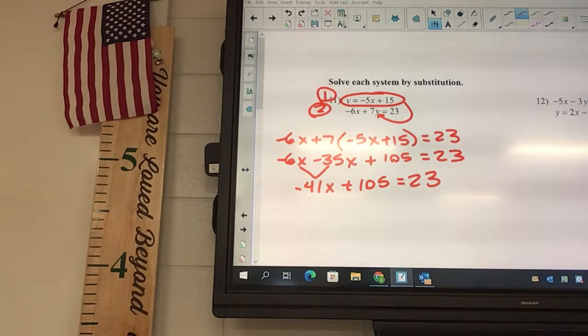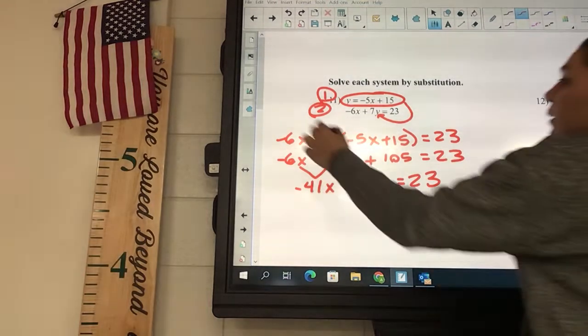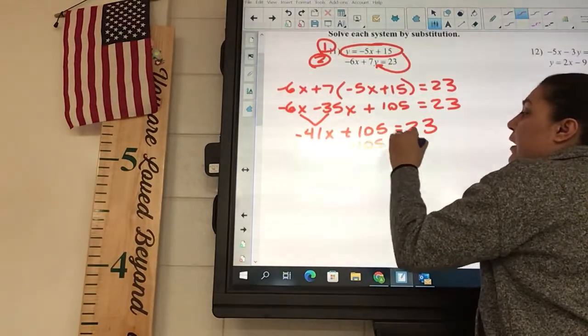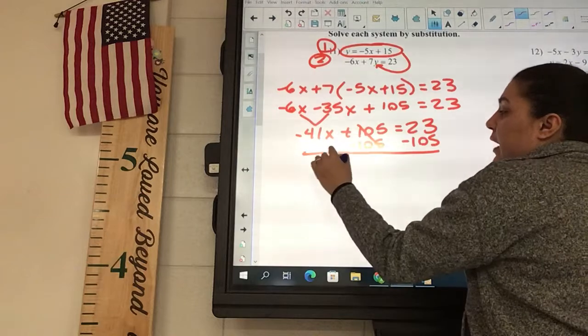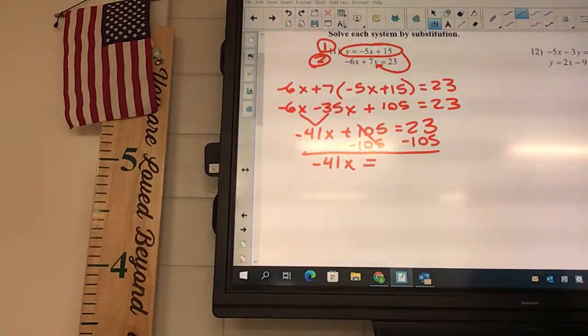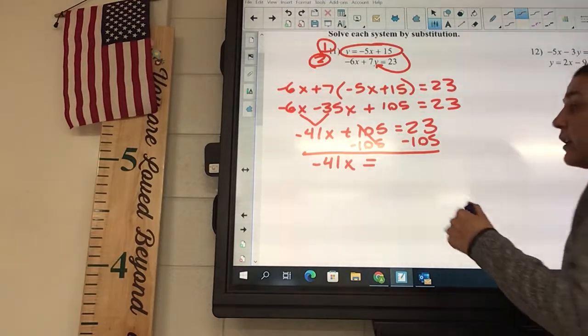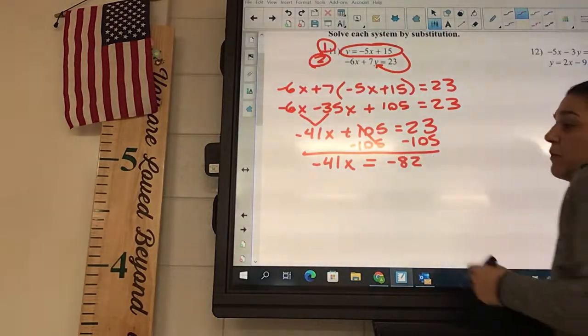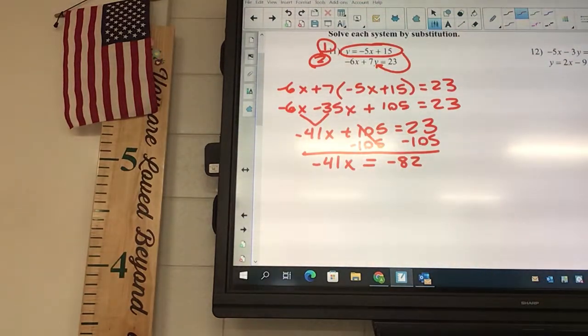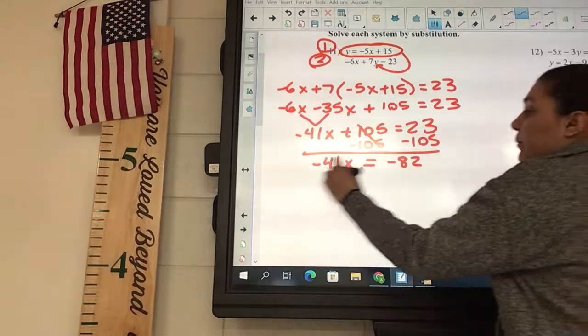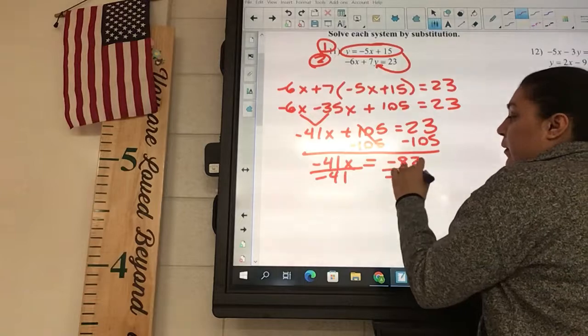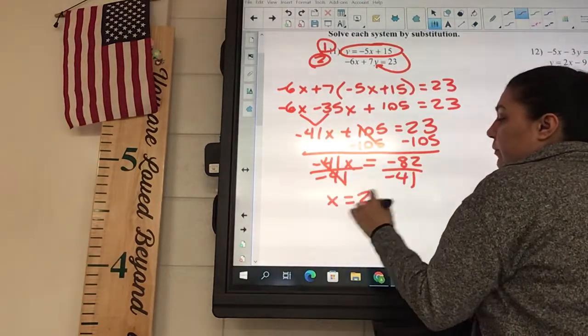Okay, and then what do we do? You do 105 subtract 23. Yep. So we're going to say minus 105, minus 105. So I get negative 41x equals, what is 23 minus 105? I genuinely don't know, so somebody needs to look it up. 128. You added, you gotta say minus. Yeah. Negative 82 seems right, I don't know. Okay, and then what? Oh, you divide. Divide. We got x equals 2.